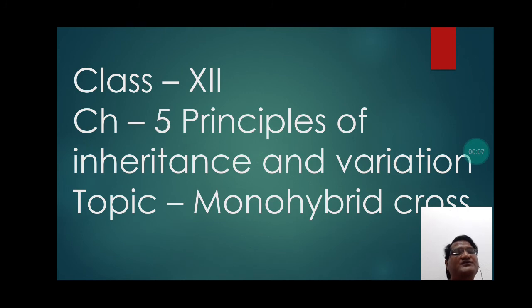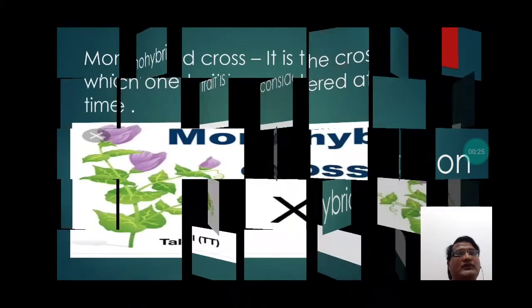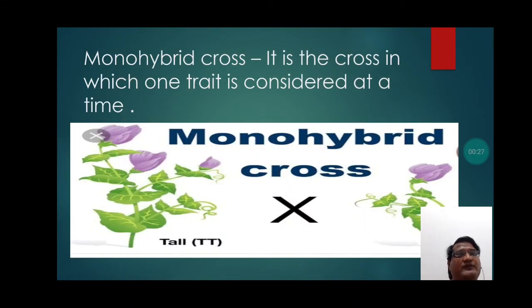Today we are going to discuss the topic monohybrid cross from chapter 5, principles of inheritance and variation. Monohybrid cross. It is a cross in which one trait is considered at a time.